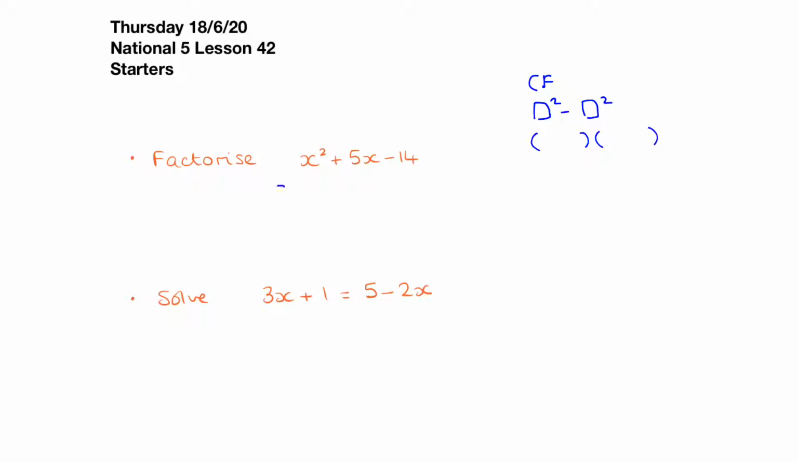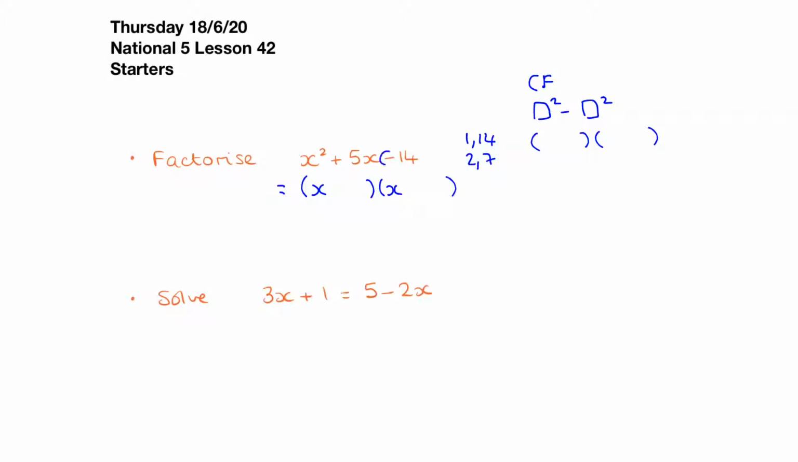So a quick look at x squared plus 5x minus 14 shows you that there's no common factors. It's not a difference of two squares because we've got three terms. That does make it a trinomial, and so we're going to put it into two brackets. So just quickly recapping, remember what we do is put the x at the beginning of both brackets and we write down the pairs of factors of the third term.